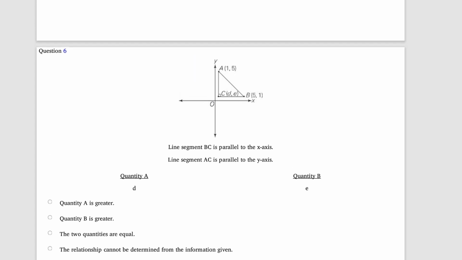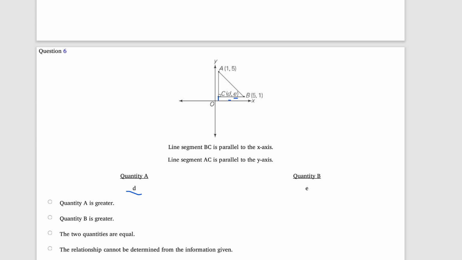Okay, more practice. I think there are 15 questions in total. Line segment BC is parallel to the x-axis. That means it's horizontal. Line segment AC is parallel to the y-axis. That means it's vertical. What's coordinate D? Well, like we saw in the previous question, if it's parallel to the x-axis, in other words, if it's a horizontal line, then it's going to have the same y-coordinate. So we know E here. Well, actually, let's do D first.